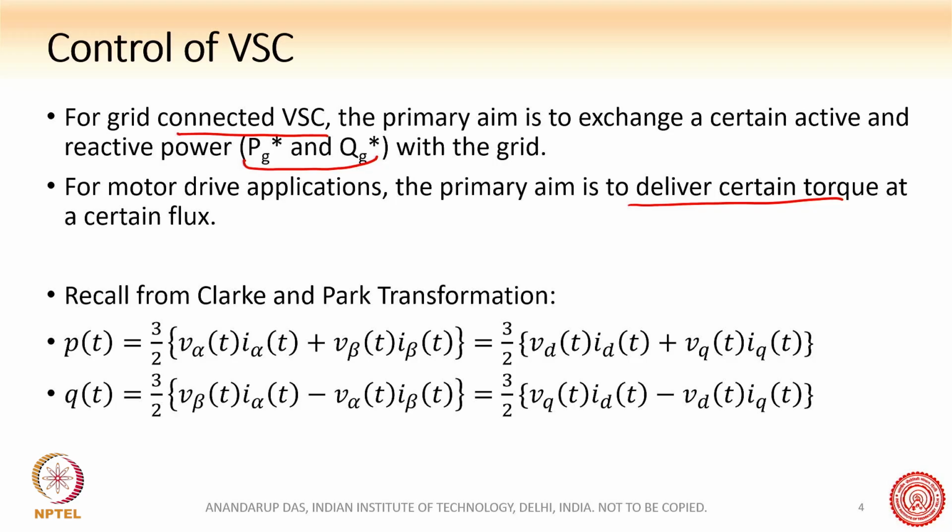Let us start with the grid connected converter, and we have to recall the Clarke and Park transformation matrices, where we said that the active and reactive power can be represented in the alpha beta domain or in the DQ domain. This we have covered in a previous lecture.